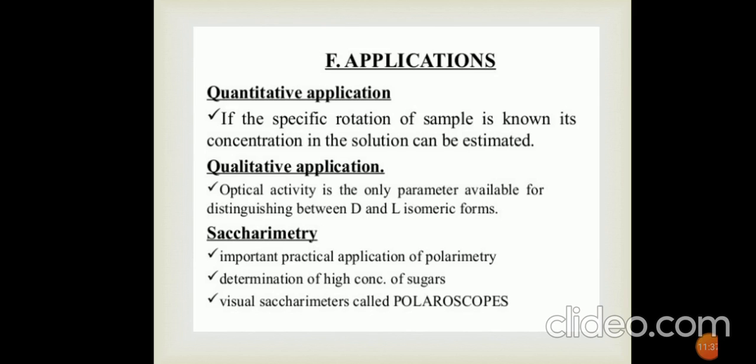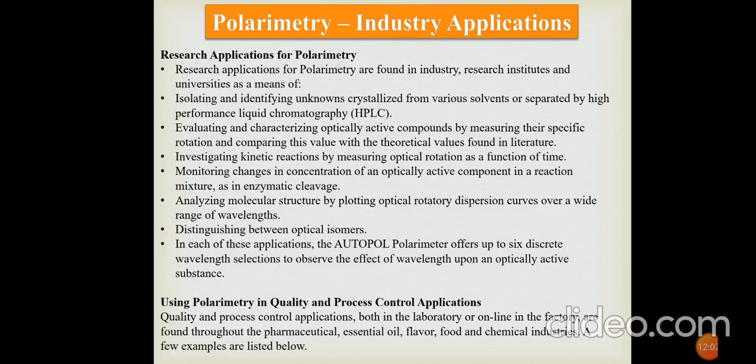What are the applications of this practical? Quantitative analysis and qualitative analysis are possible, and saccharimetry is possible. What exactly is saccharimetry? Saccharimetry is an important practical application of polarimetry, the determination of high concentrations of sugar. Various concentrations of sugar are calculated with the help of this instrument. A visual saccharimeter is called a polariscope. Polarimetry has industrial and research applications. Many industrial and research institutes are using this instrument.